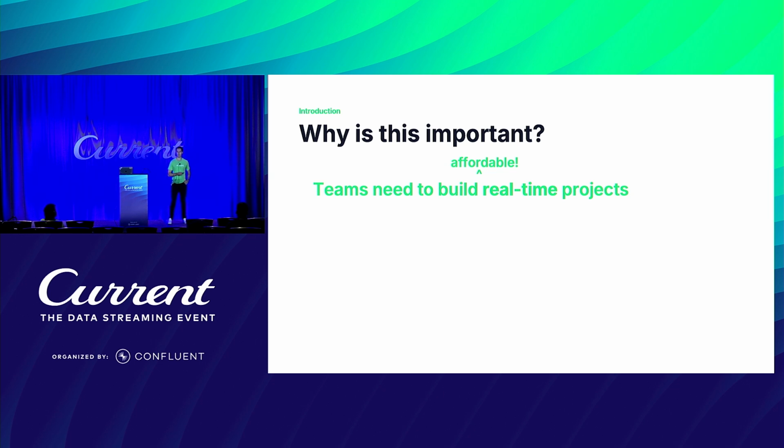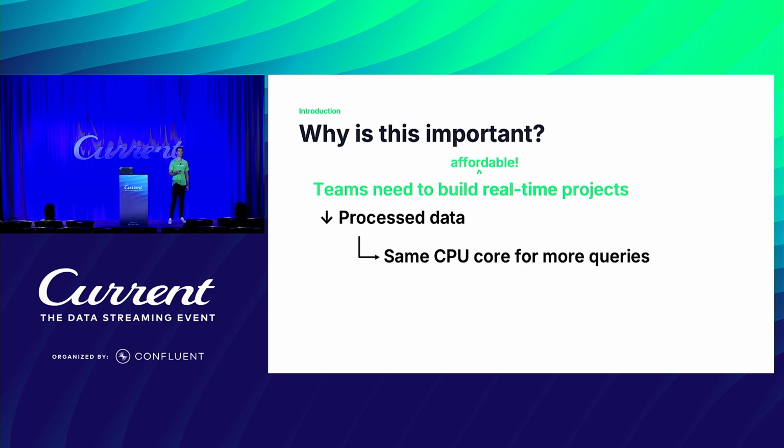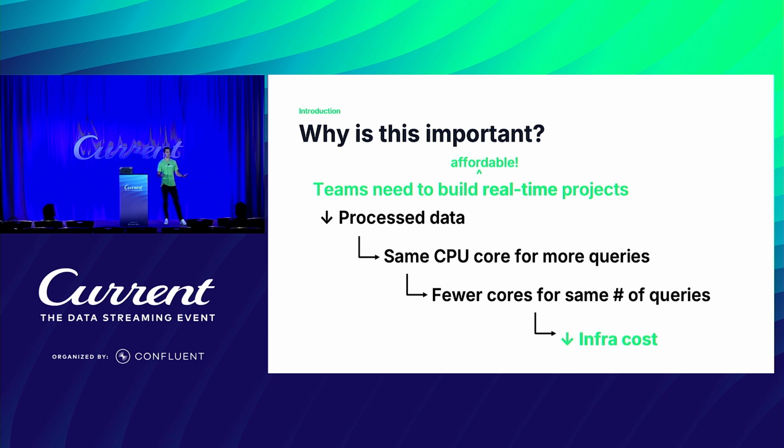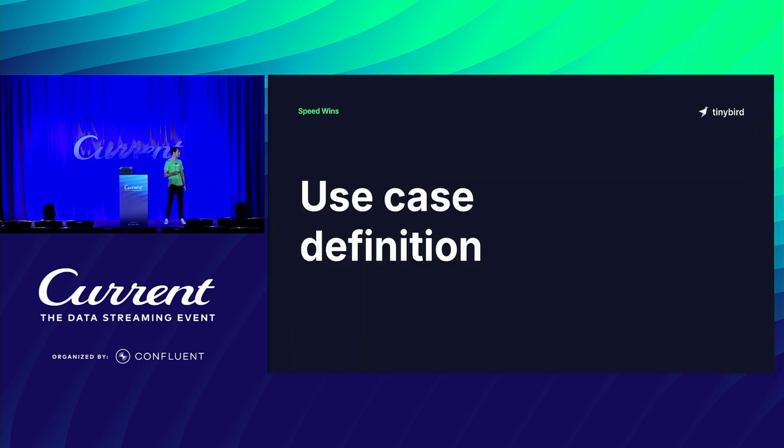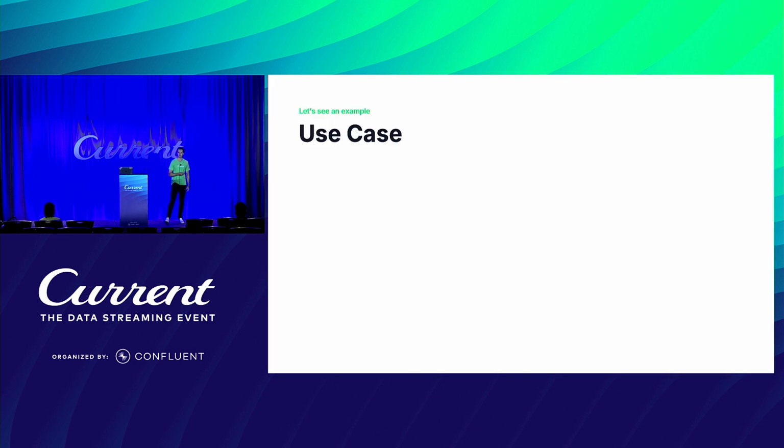What we're aiming for is to reduce the amount of data processed by each query, which means that the same CPU core can process more queries, and also that you can use fewer cores for the same amount of queries. Basically, this means that you can reduce the cost associated with your real-time project. So that's why we focus on these two metrics, query latency and processed data. To explain this better, let's get into the use case.